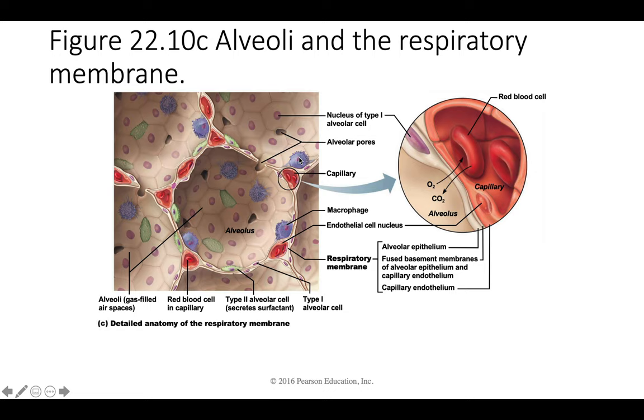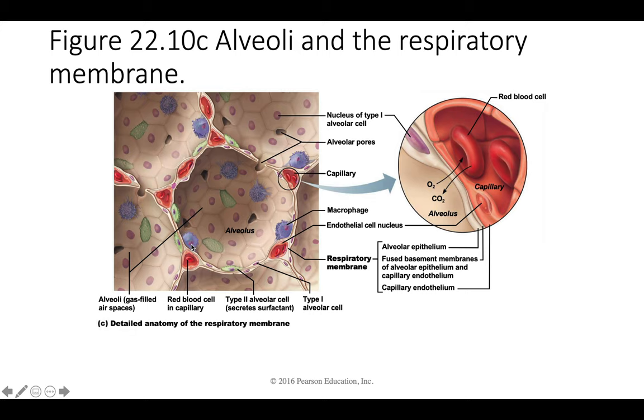When you start looking at the alveolus, here you can see these type 1 cells, which are in purple. You can see some of these macrophages also, which are the blue guys. And then here's the type 2 cells that are in green. These are the cells that are producing the surfactant. These are all the green cells.